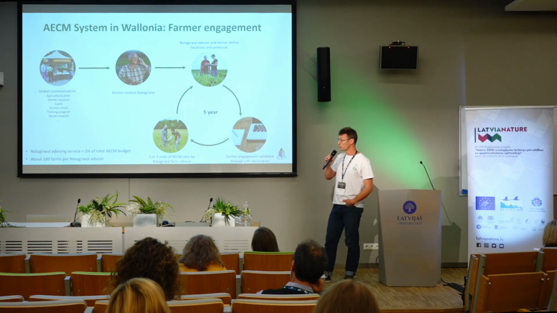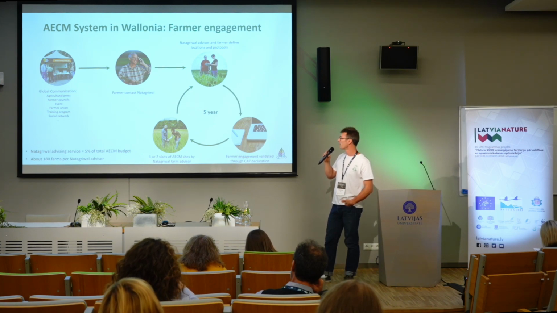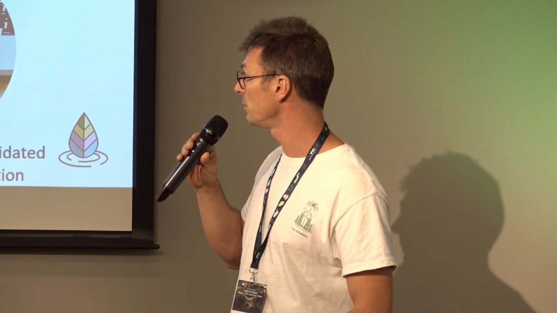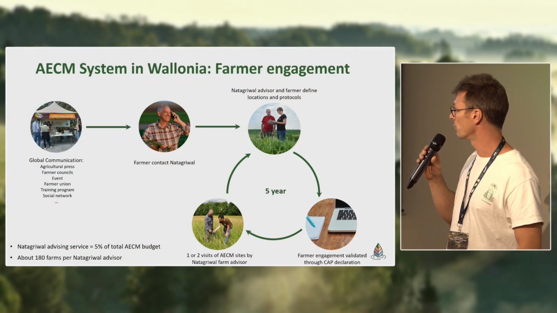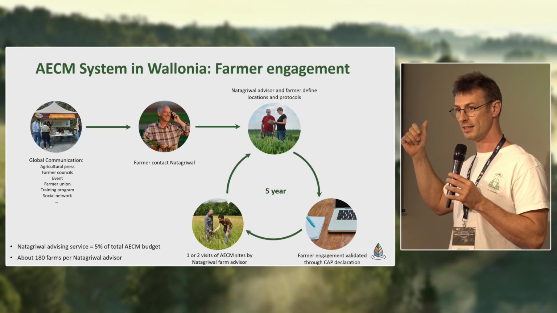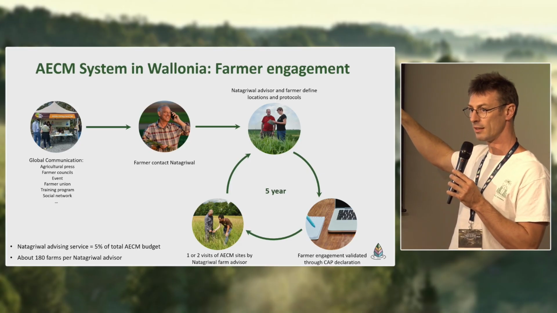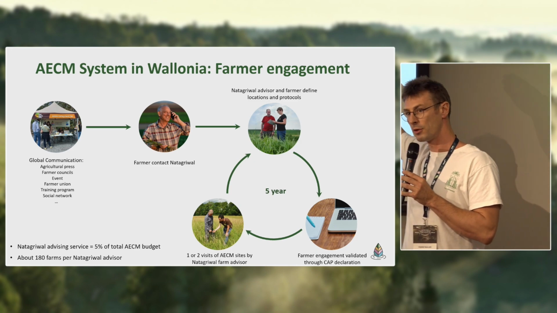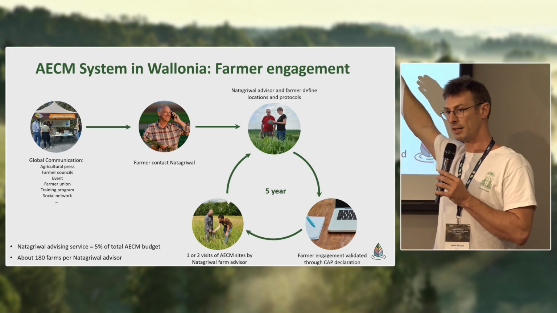We are already connected to the farmer union, so we also use their newspaper to spread the agro-environmental schemes. We are in all training programs of universities or agricultural schools. This means that anyone that starts to farm or to advise farmers knows about agro-environmental schemes, and we are really present on social networks. So thanks to this global communication, many farmers, and we will see later how many, contact Natagriwal, and then there is a meeting between the farmer and the farm advisor.